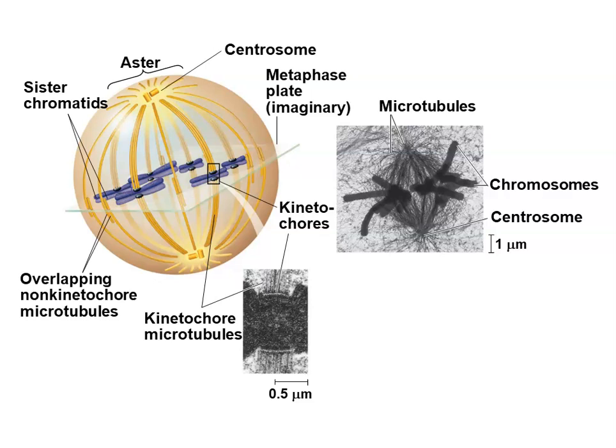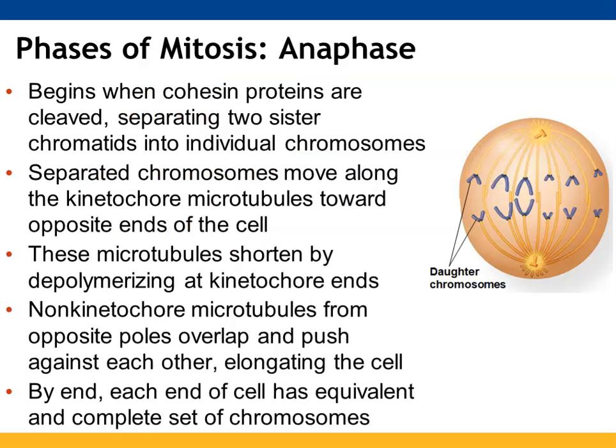And the centrosome is extending those microtubules out, both the kinetochore and the non-kinetochore microtubules, to make sure that each chromosome is attached to a kinetochore microtubule, and that for the sister chromatids, the two chromosomes each have a kinetochore microtubule coming from the opposite centrosome, and then you have the overlapping non-kinetochore microtubules from both sets of centrosomes.